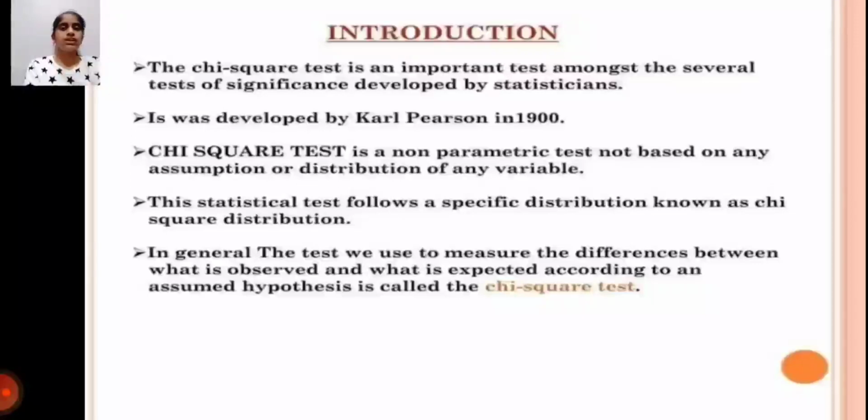First, the introduction. The chi-square test is an important test among the several tests of significance developed by statisticians. It was developed by Karl Pearson in 1900, and the chi-square test is a non-parametric test not based on any assumptions or distributions of any variable. This statistical test follows a specific distribution known as the chi-square distribution. In general, the test we use to measure the difference between what is observed and what is expected according to an assumed hypothesis is called the chi-square test.